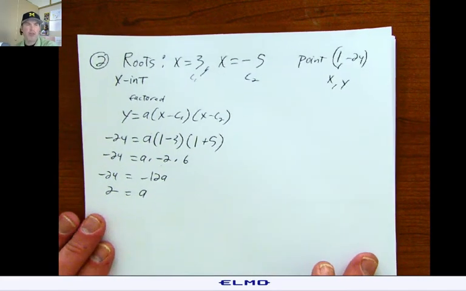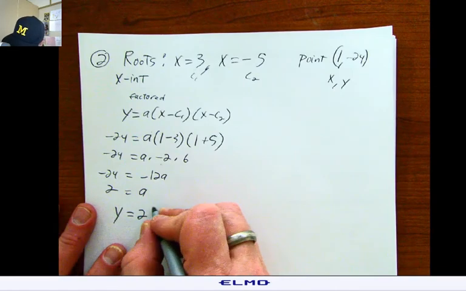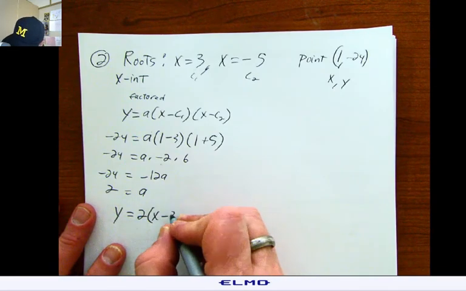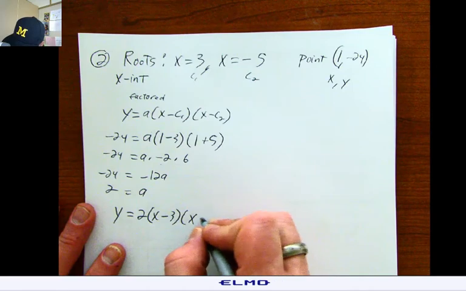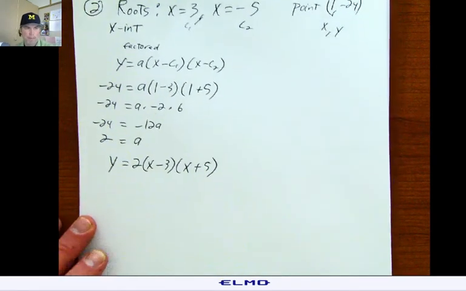So my factored form equation is y equals 2 parentheses x minus the first constant and x minus the second constant. So that's my factored form.